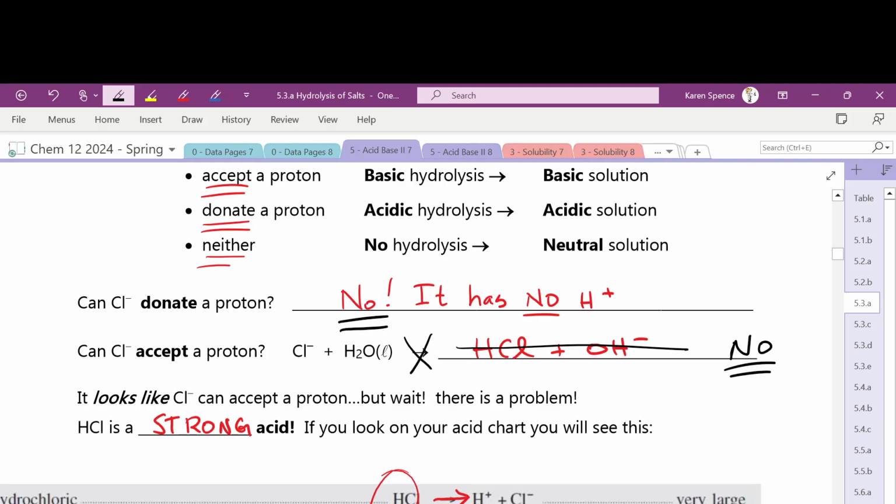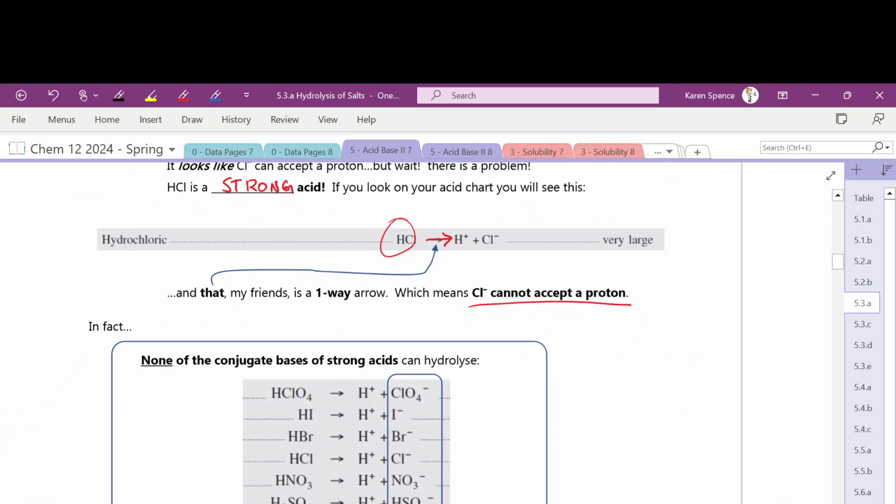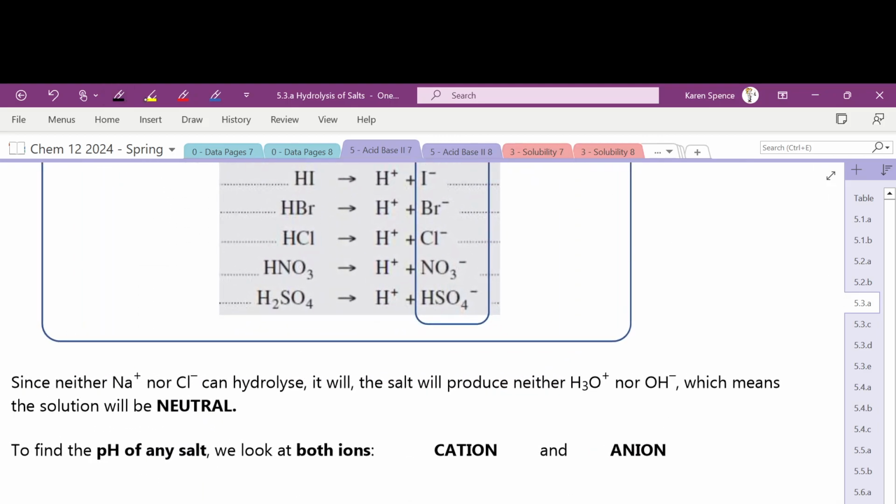So the answer is no, it cannot donate a proton. And if it's not donating a proton, it's not acidic. If it's not accepting a proton, it's not basic. And therefore, this salt produces a neutral solution. Okay, neither Na nor Cl hydrolyze.